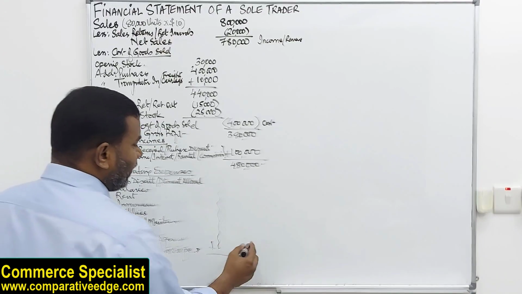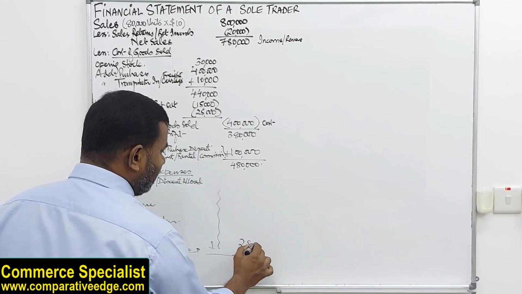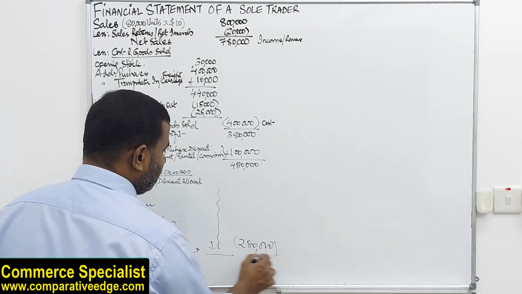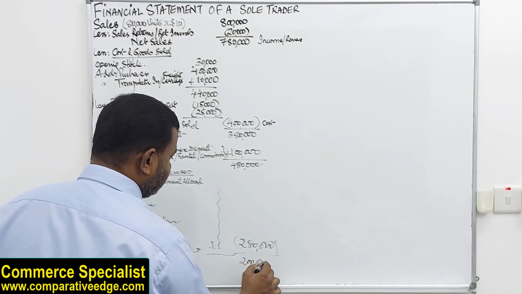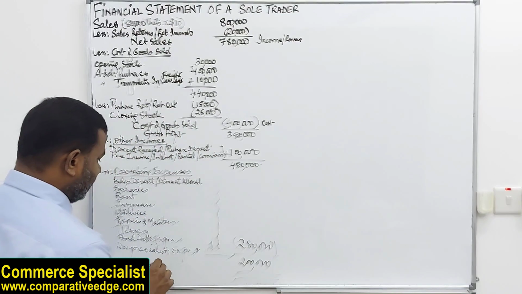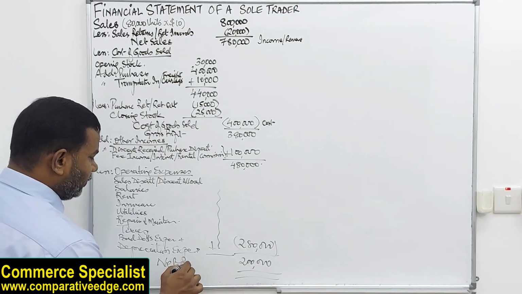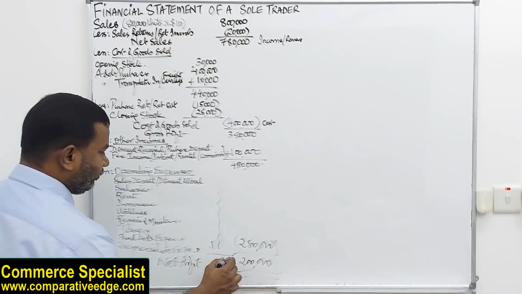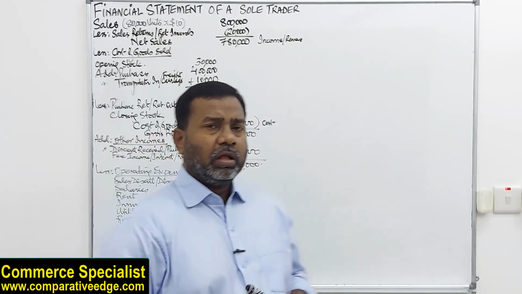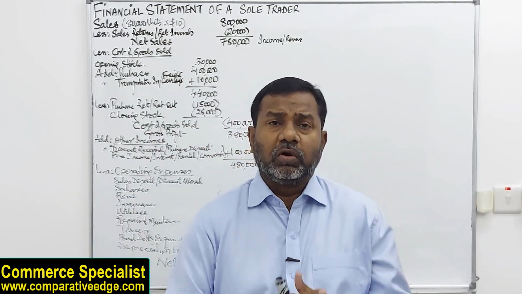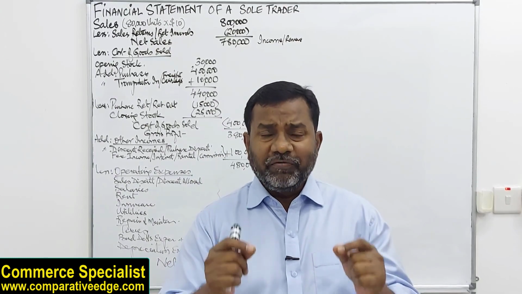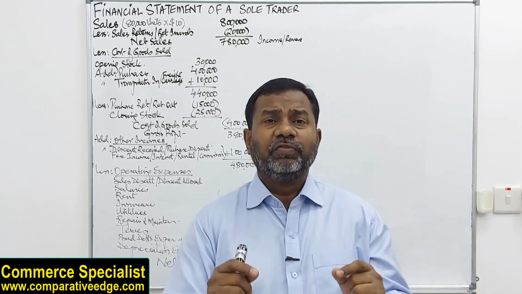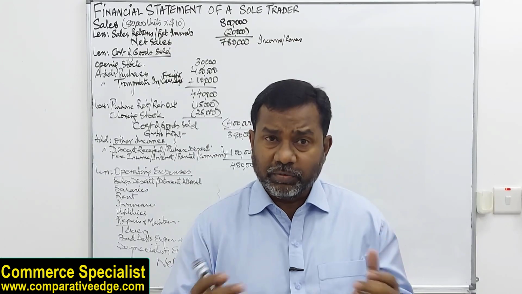So I'm adding all my expenses. I'm assuming my expenses to be 280,000. So from 480,000, when I minus 280,000, I'm getting 200,000. This is my net profit. You can call it net profit, you can call it net income, it's up to you. So a brief recap of the income statement, or you can call it statement of profit and loss.